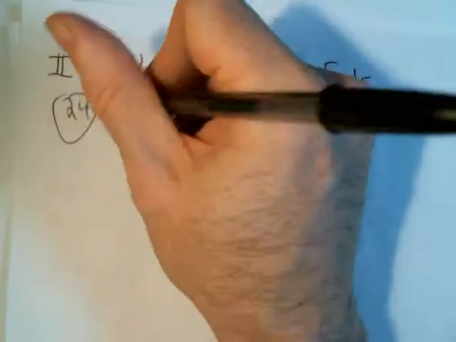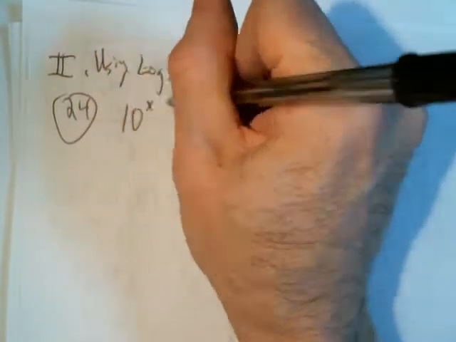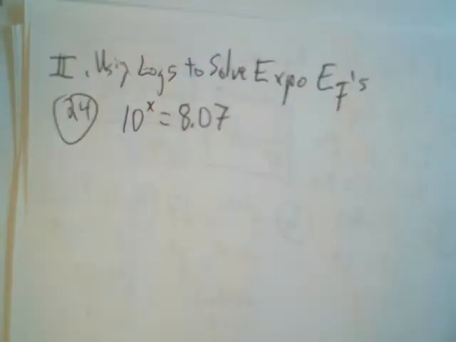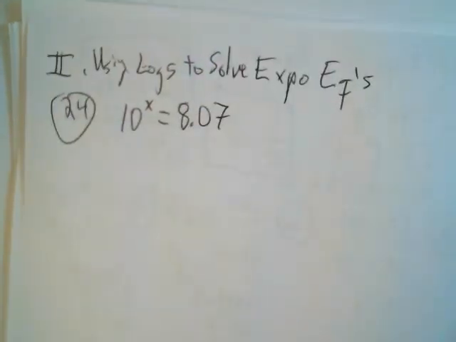Okay, so 24. We have 10 to the x equals 8.07. And you see, I'm not going to be able to do this in my head, I don't know what number that x should be. I can't find a common base, so I need a different method.